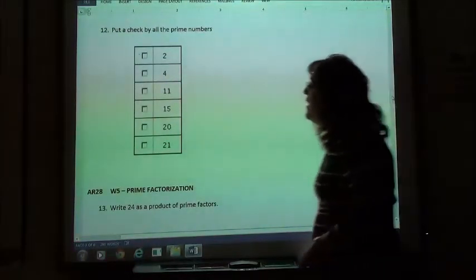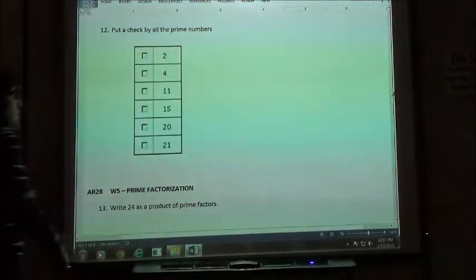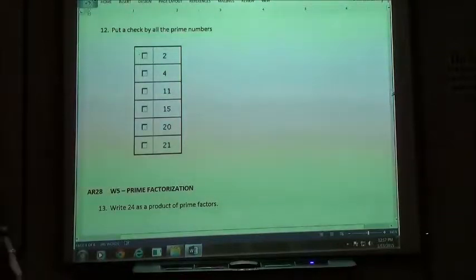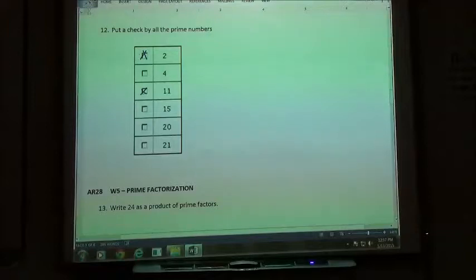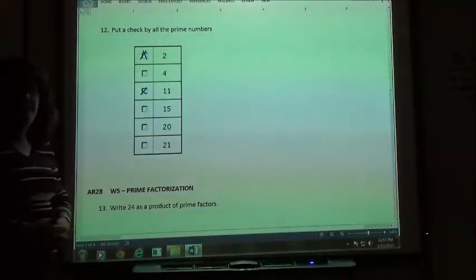And number 12, again, I want you to check the prime numbers, which ones are prime there. 2 and 11. And all the rest are divisible by something other than 1 and itself, right? 17 is prime.